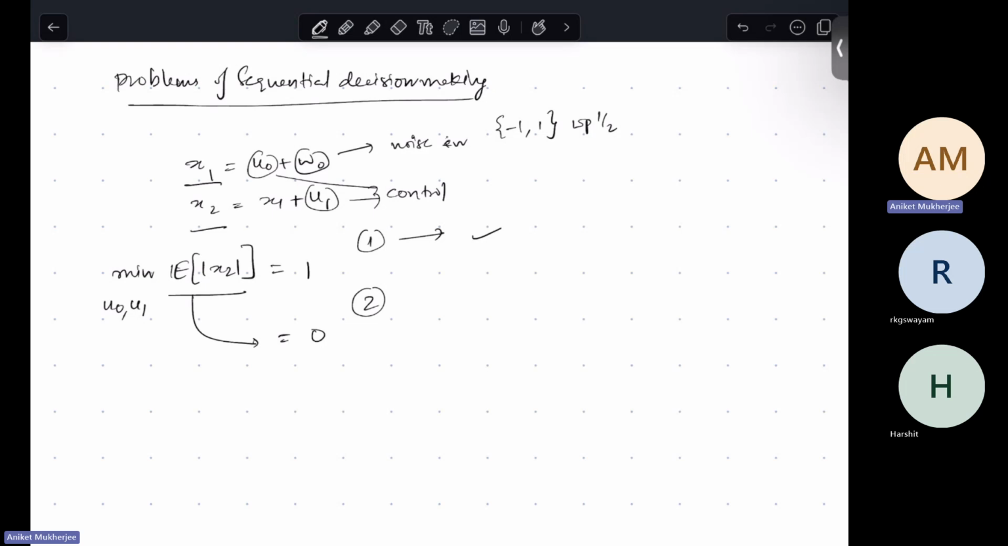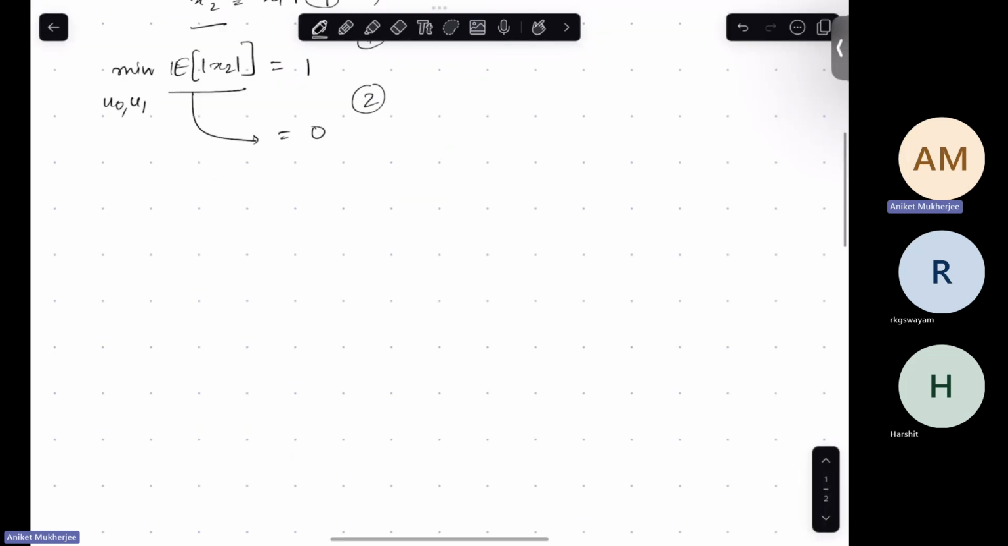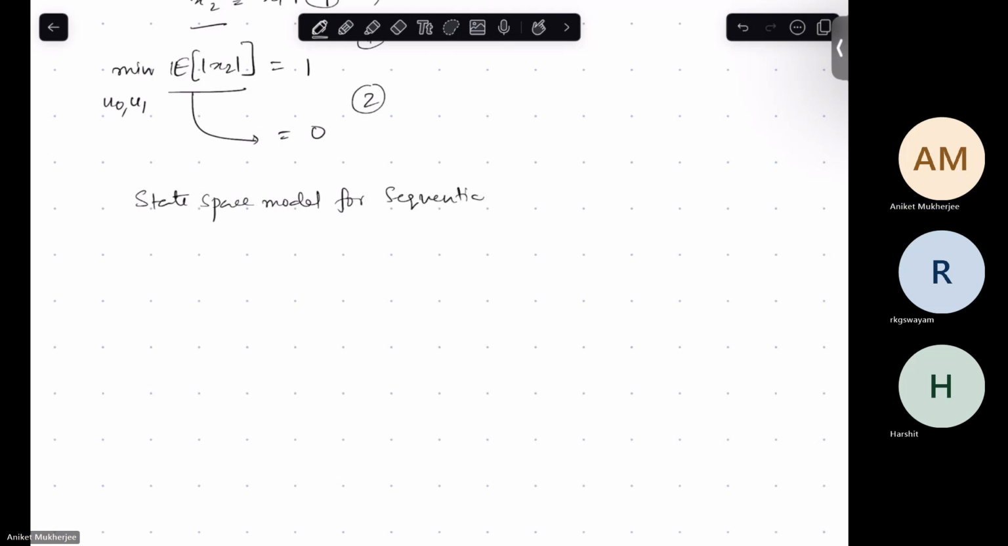I'll not directly go to the MDP formulation, but I'll try to bring up the intuition on why the MDP type of formulation comes here. So we'll define problems mathematically, and then we'll come up with how you take actions or decisions at multiple stages. And your goal would be to minimize cost. So first I'll give the mathematical background on sequential decision making. There is one model known as the state space model for sequential decision making.